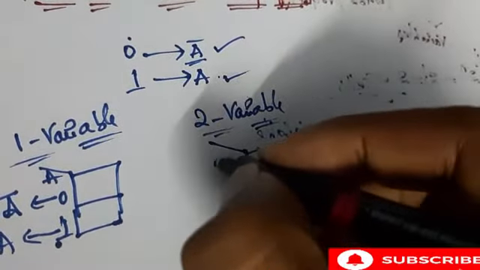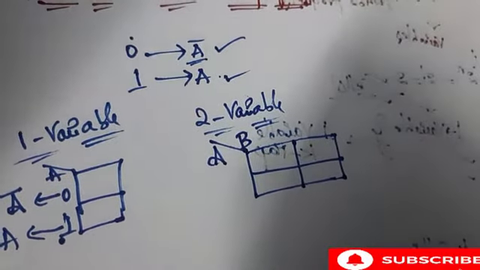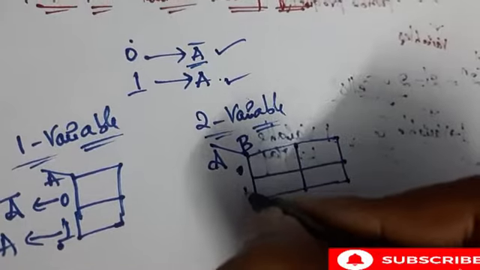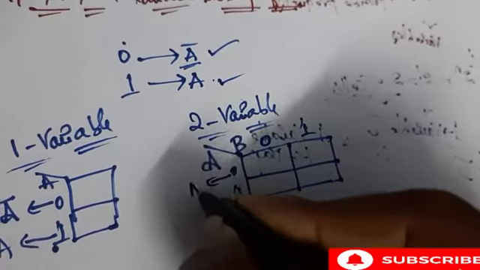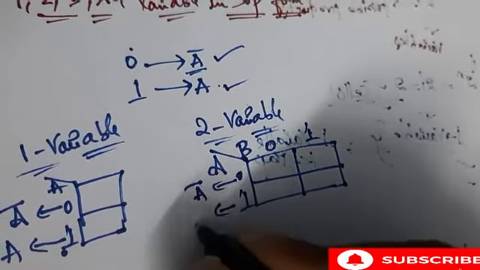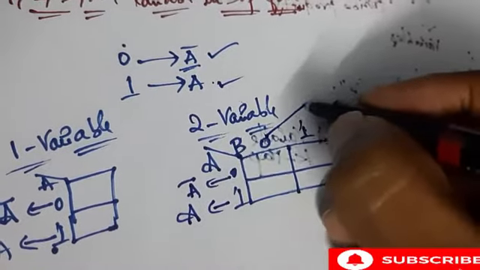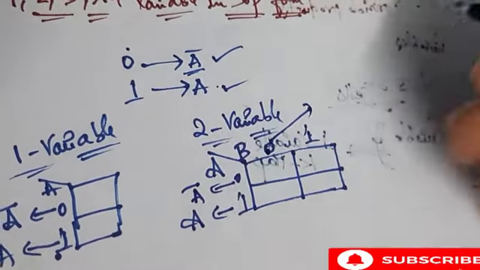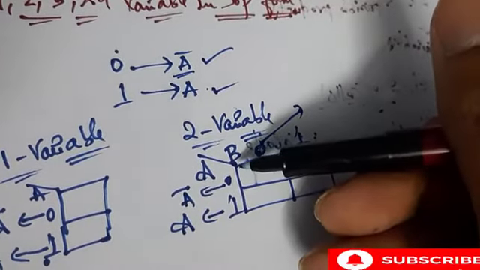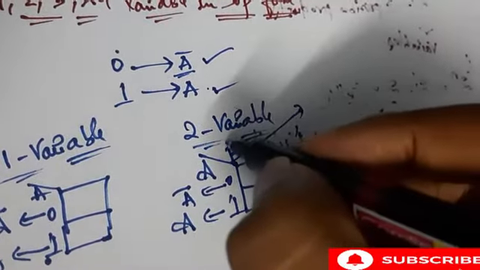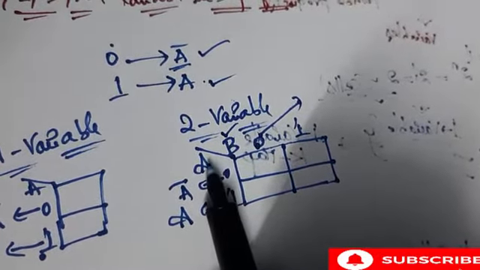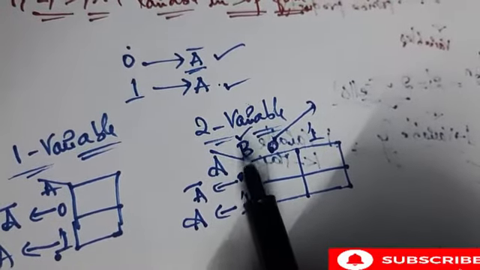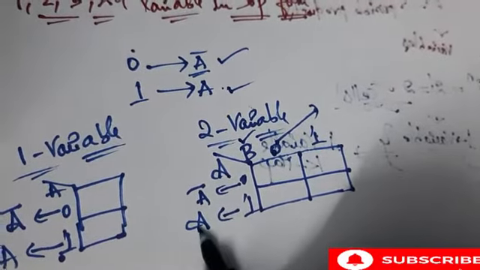This will be the A, this will be the B, right? 0, 1, 0, 1. Here 0 represents the A bar, 1 represents the A. For 0, 1, if you want to see the parallel, you have observed the B. For 0, 1, you have observed the A, right? In this way, 0 means A bar, 1 means A.